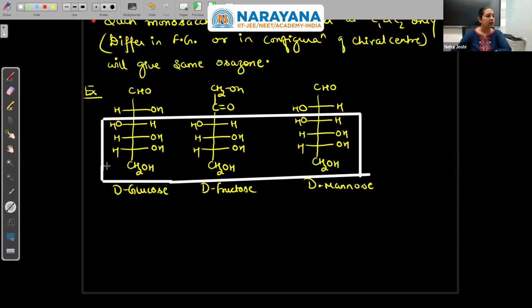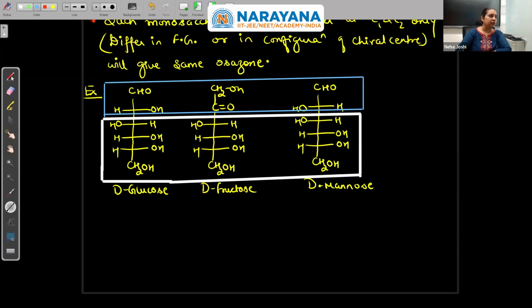It is identical. In all the three cases, this part is identical. Left, right, right, left, right, right, left, right, right. Whatever the difference is, it is here only. The entire difference is in the first two carbons, whether the difference is in the configuration or in the functional group.